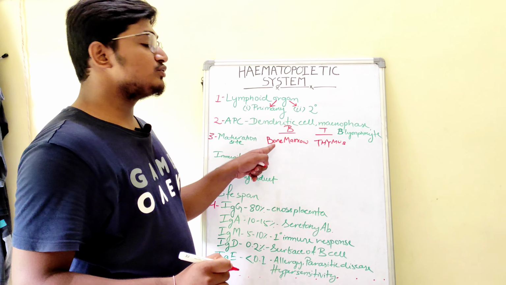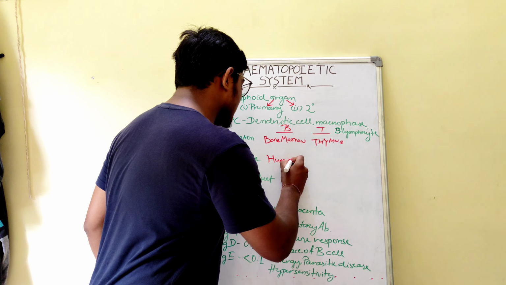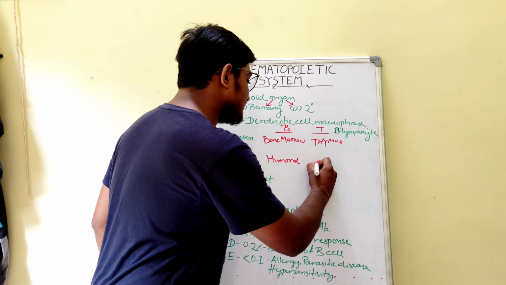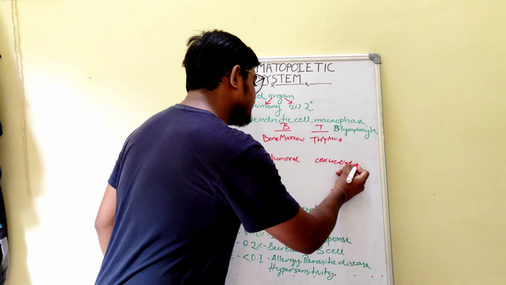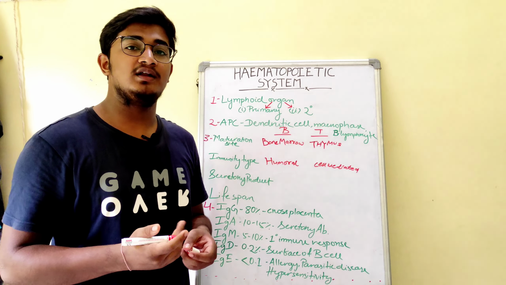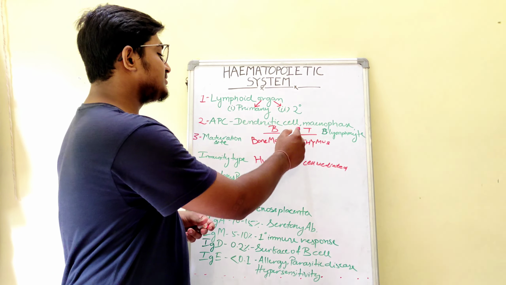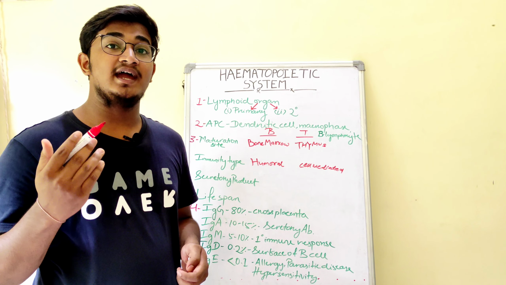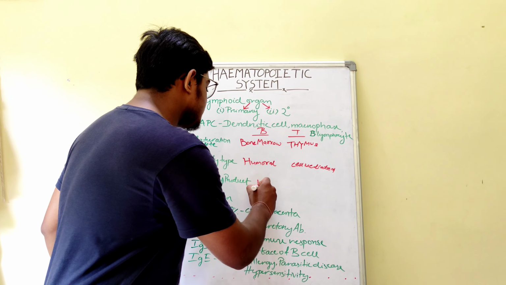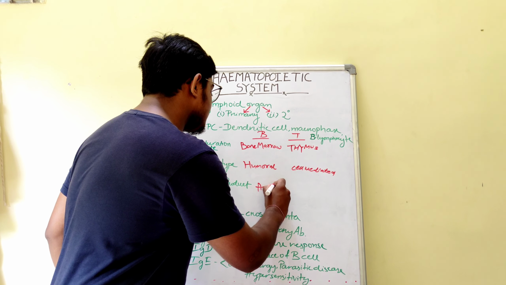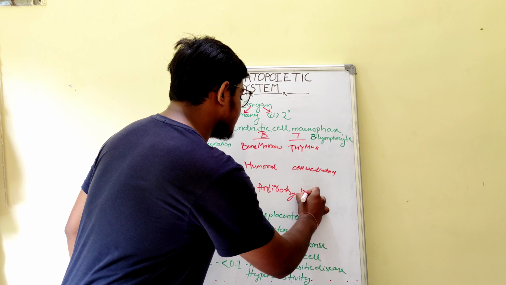Immunity type. The type of immunity in case of B lymphocyte is the humoral immunity, whereas in case of T lymphocyte, it is cell mediated. The humoral immunity is so called because the B lymphocyte acts on the body fluid, in the blood, in plasma. And T lymphocyte is called cell mediated immunity because it acts upon the intracellular pathogen. The secretory product of B lymphocyte is the antibody, and in case of T lymphocyte it is the lymphokine.